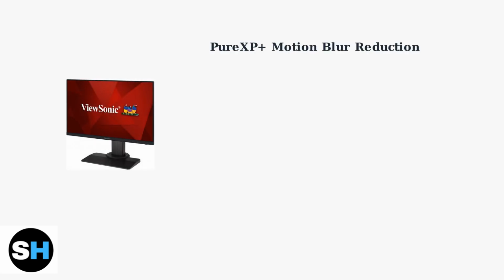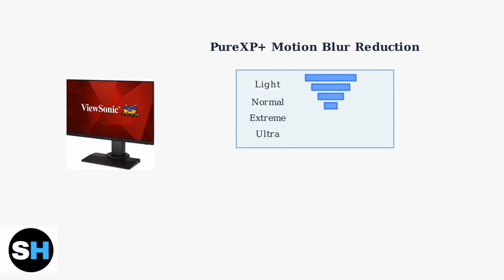Pure XP Plus is the ViewSonic XG2431's advanced motion blur reduction technology that uses backlight strobing to deliver exceptional motion clarity for competitive gaming. Pure XP Plus offers four distinct levels of blur reduction intensity. Each level provides a different balance between motion clarity and screen brightness.